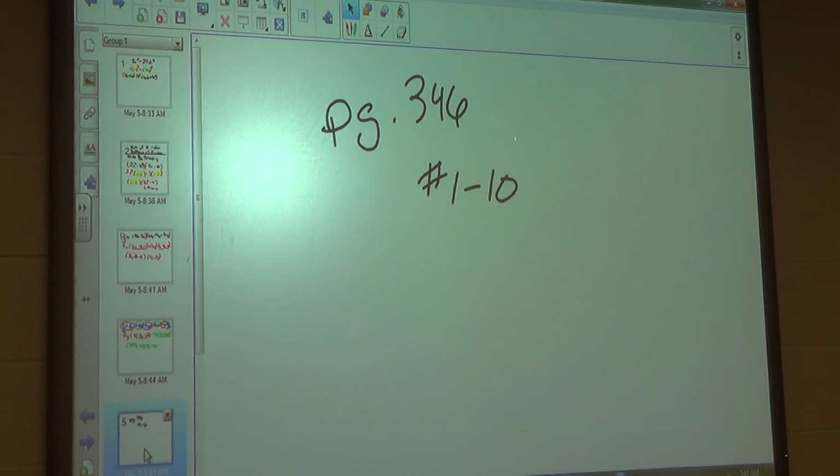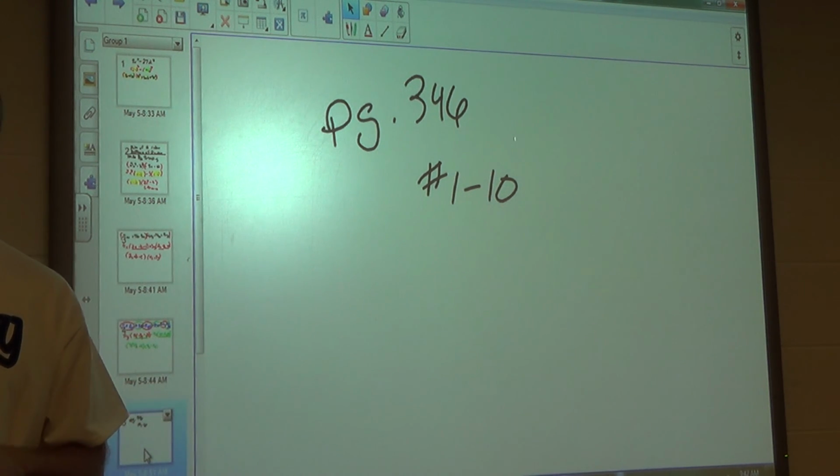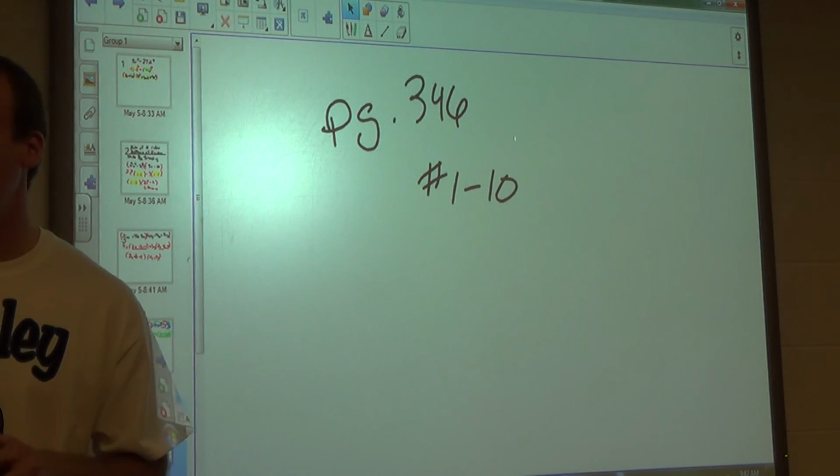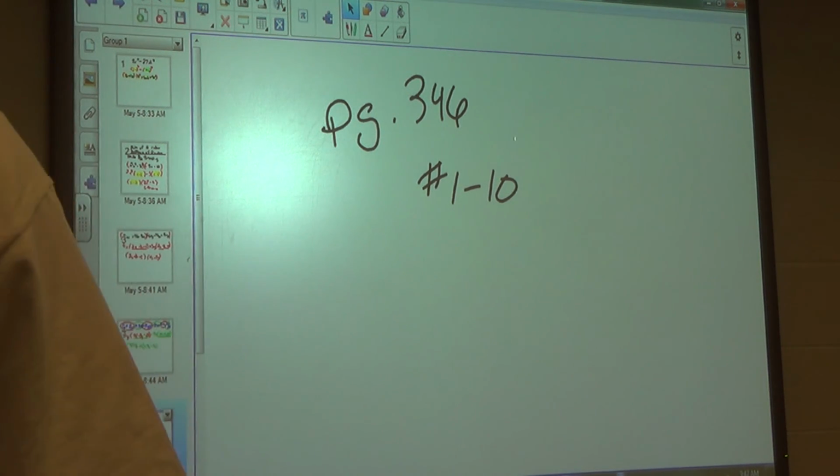Your first step on every problem is to take out a common term. So always take out a common term if there is one, and then do the factoring after that. So it could be factor by grouping or sum or difference of 2 cubes.